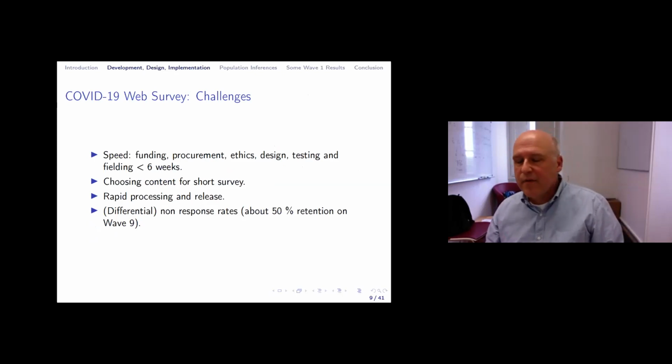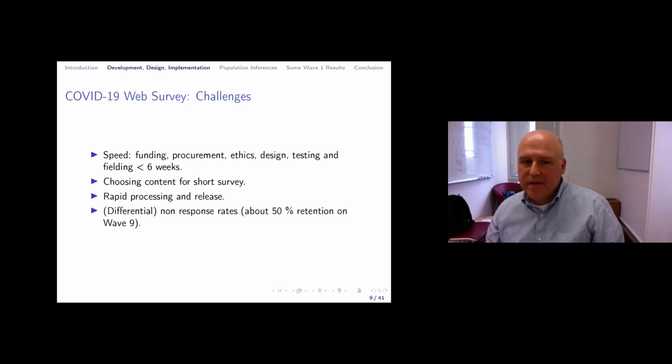So what were the challenges in putting this into the field? Well, the obvious one was speed, right? There was no point doing this if it took 4 years. And in fact, there was a demand from both policymakers and researchers to have very, very rapid access to data. And so we aimed and succeeded in obtaining funding, doing procurement, ethics, design, testing, and fielding in under 6 weeks. So that was our first challenge. And then we managed to turn around the data and release it in under a month.